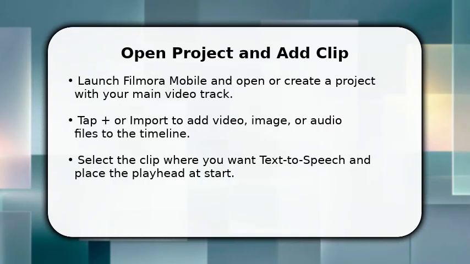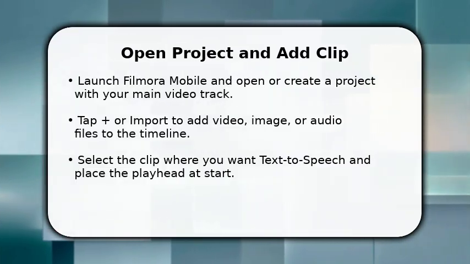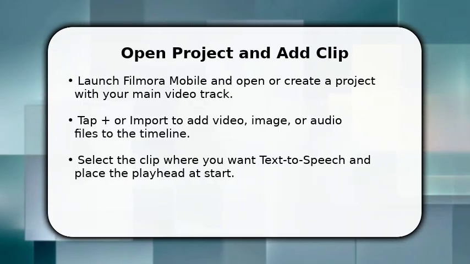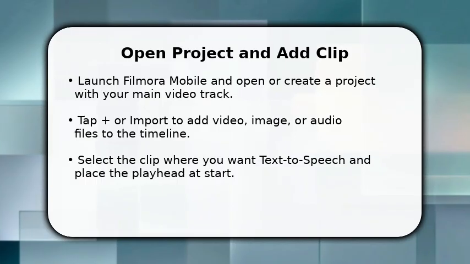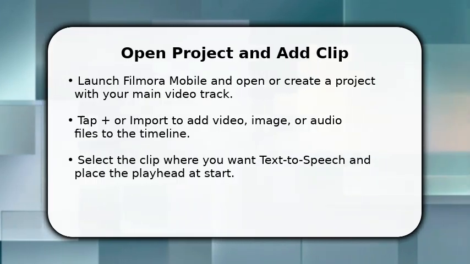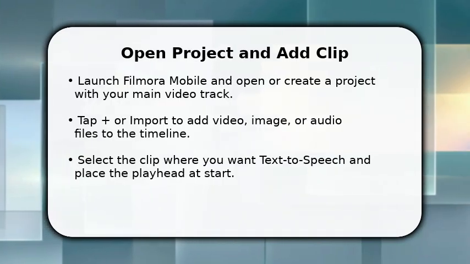You're starting where it matters, in the timeline. Open Filmora Mobile, load your project, and import the clip you'll narrate. Once the clip is on the timeline, move the playhead to the exact position you want spoken audio to begin. Make sure your clip is trimmed. This controls where the generated speech stops.